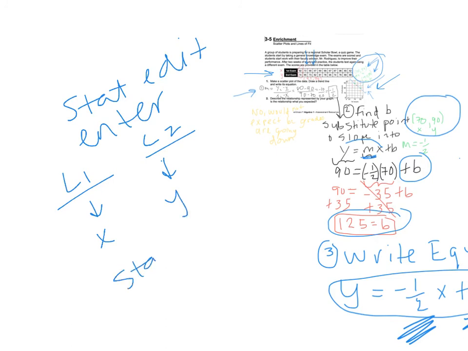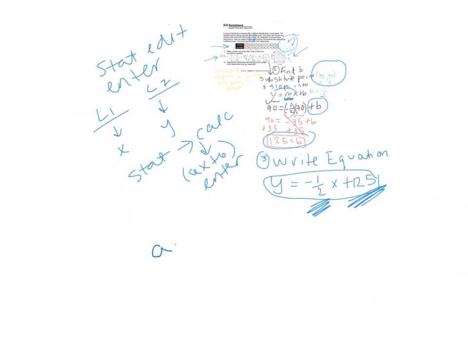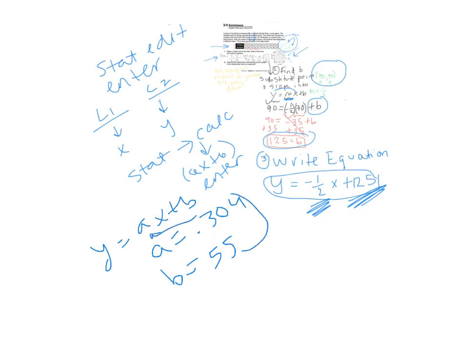Then you hit stat. Then you arrow to the right to where it says calc. You scroll down to the one that says linear, ax plus b, and you hit enter until you see the numbers. Once you see numbers pop up, it might say something like a equals 0.304 and b equals 55. If it says that, and above it says y equals ax plus b, you know your equation. You know the a is there, the b is there, so your equation, if you put something random in your calculator, would be y equals 0.304x plus 55.